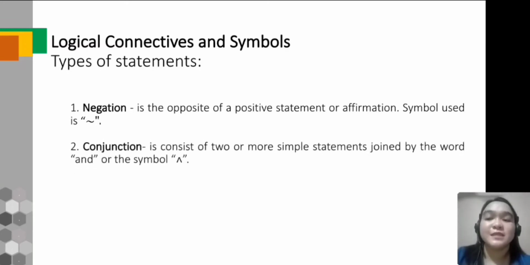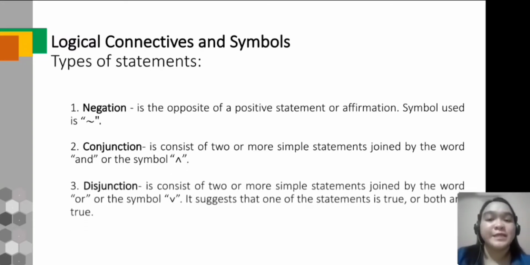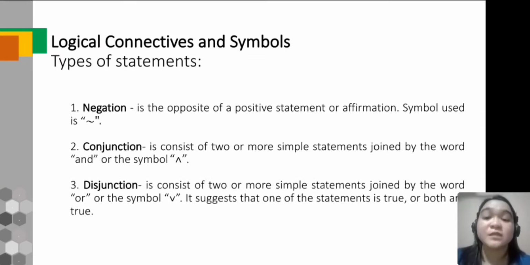The second is the conjunction. It consists of 2 or more simple statements joined by the word "and" or by this symbol. The third one is the disjunction. It also consists of 2 or more simple statements and also joined by the word "or" or the symbol, and it suggests that one of the statements is true or both is true.